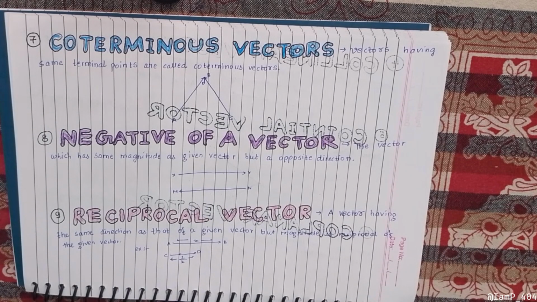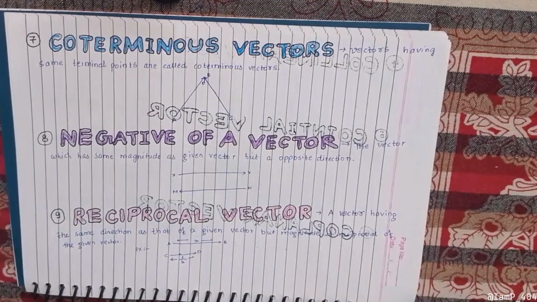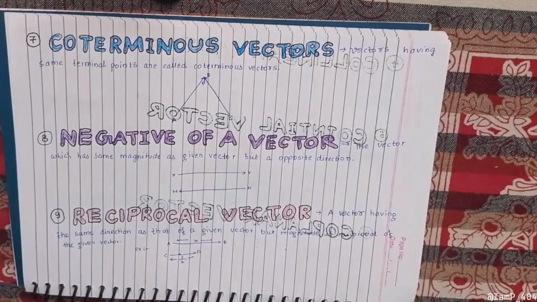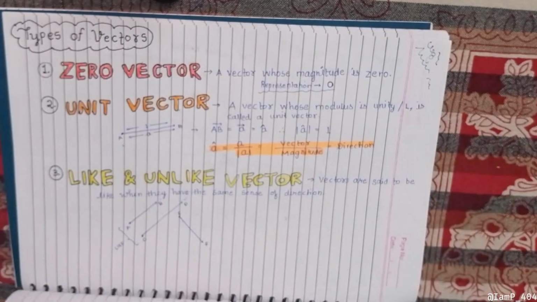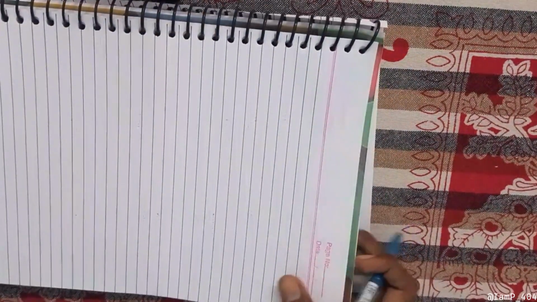Reciprocal of a vector means there are two vectors, maybe more than two vectors. They both have the same sense of direction, but one's magnitude is the reciprocal of the other's. That's what reciprocal of a vector means. Then moving ahead, there are three more left: localized vectors, free vectors, and equality of vectors.